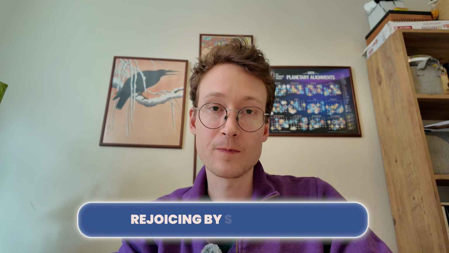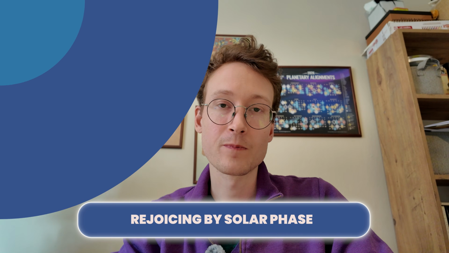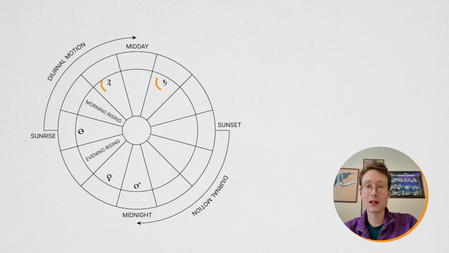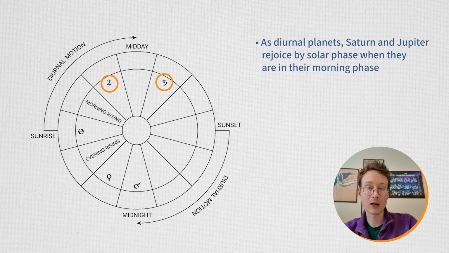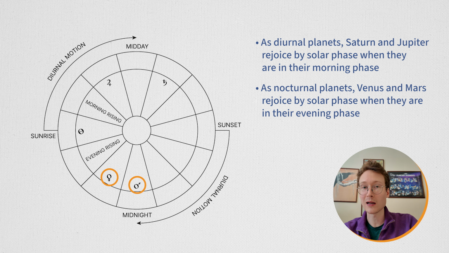The third condition is rejoicing by solar phase. If a diurnal planet, that is Saturn or Jupiter, rises before the Sun, they're in their morning phase and are thought to rejoice by solar phase. A nocturnal planet, however, Venus or Mars, are rejoicing when they're in their evening phase, which means that they are visible in the night sky after the Sun sets.